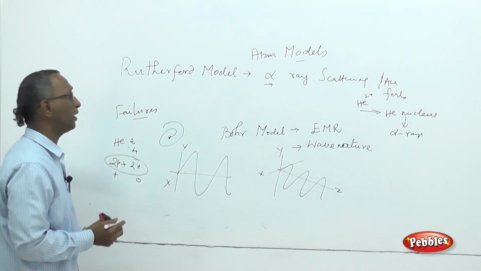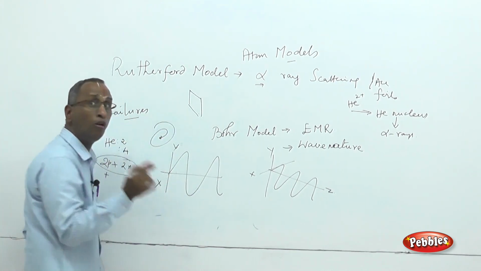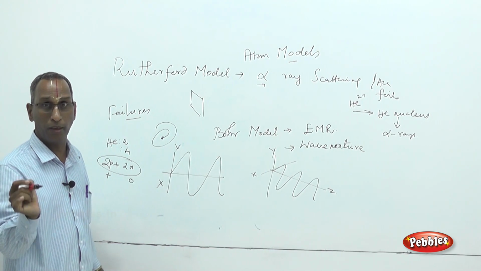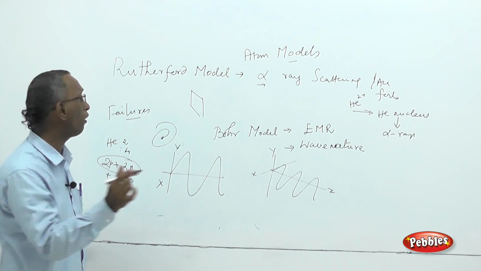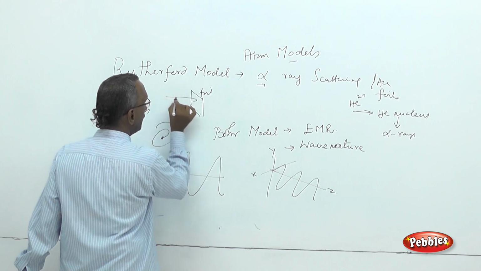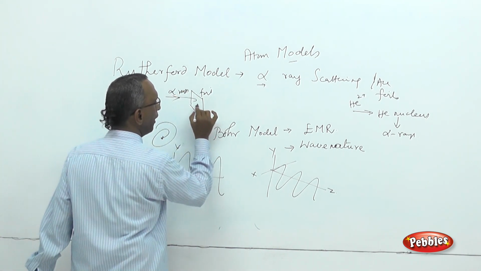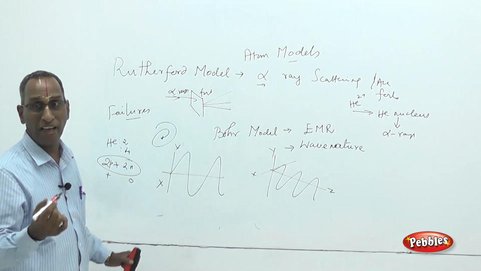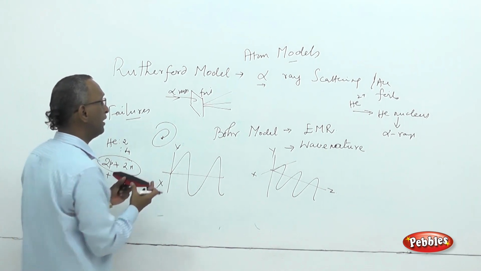Alpha rays are helium nuclei. So he bombarded thin gold foils. Gold is a precious metal, and a thin sheet or thin strip is called foil. The smallest gold foil he bombarded with alpha rays. Some of the rays were deflected. Some of the rays were not deflected. Many of the rays were not deflected. Only a few of the rays were deflected.